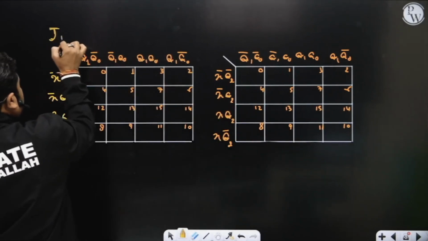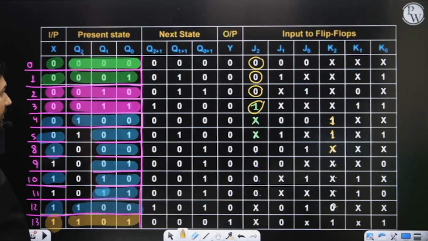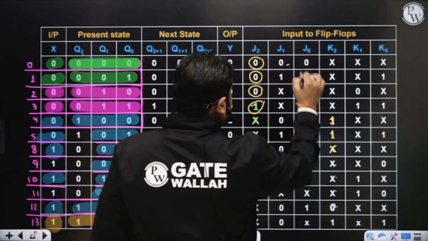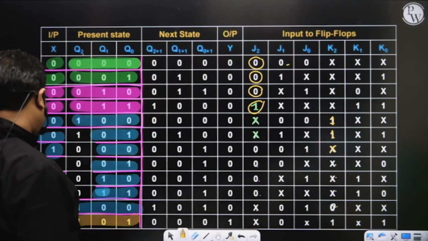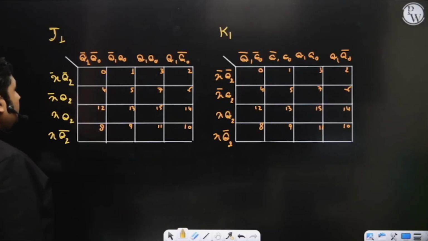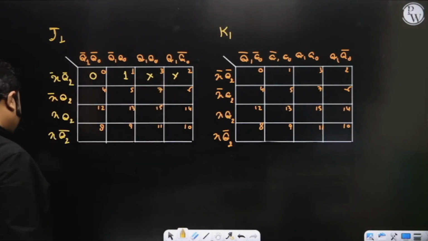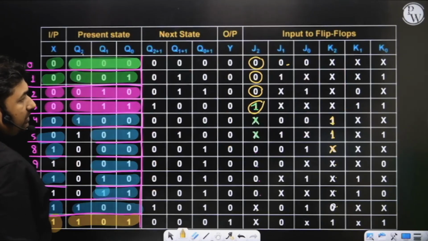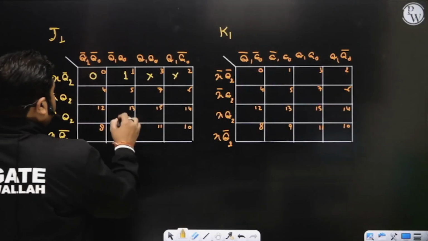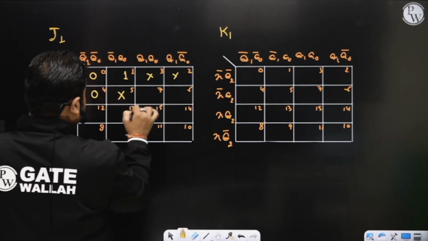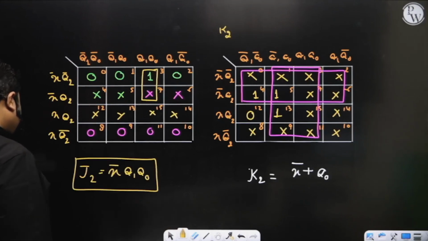For J1, K1. If you observe J1, what is J1? It is 0, 1, don't care, don't care. 0, 1, don't care, don't care. 0, don't care, 1, don't care, because 6 and 7 are already don't care.